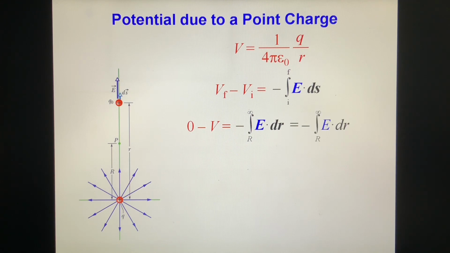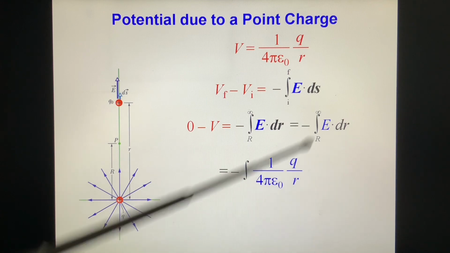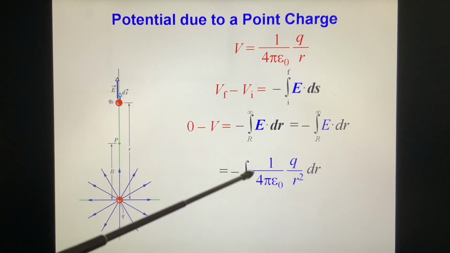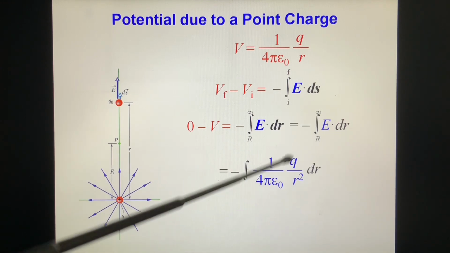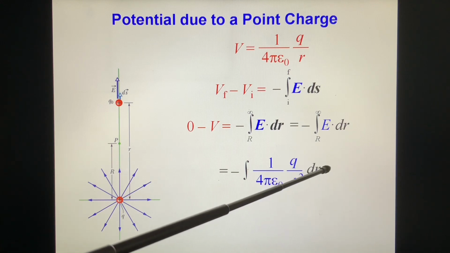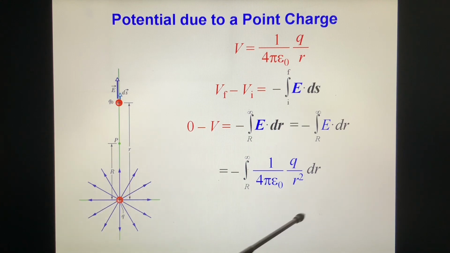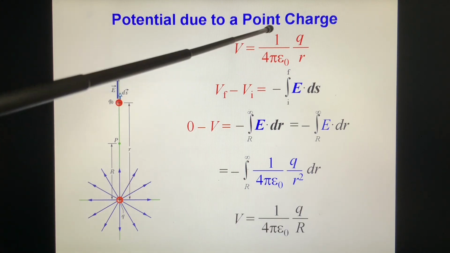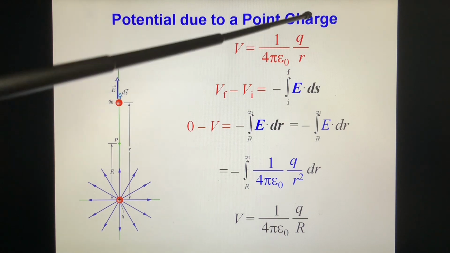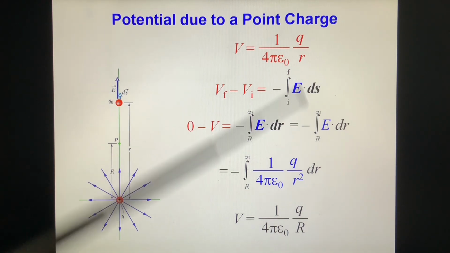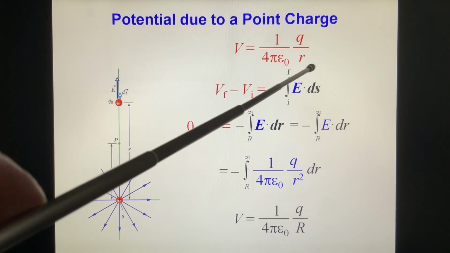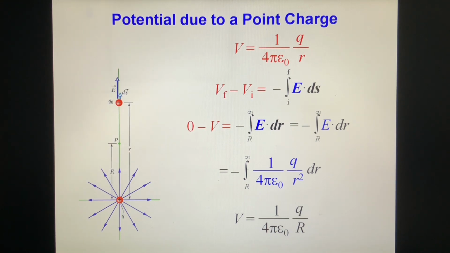And we put E inside. We know E by Coulomb's law: 1 over 4 pi epsilon 0 times q over r squared dr, integrated from R to infinity. This integration is very easy. It's minus 1 over r, so it's a piece of cake for you, right? So finally we get the answer: V equals 1 over 4 pi epsilon 0 times q over r. Or we change this R to any point. This is the equation.